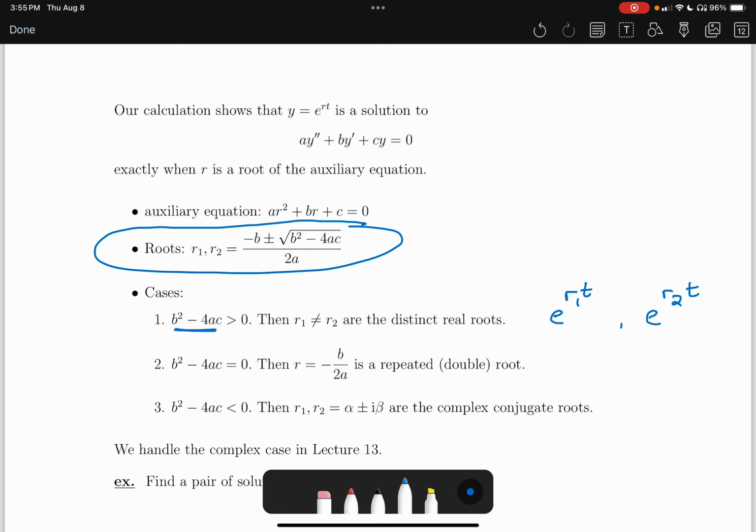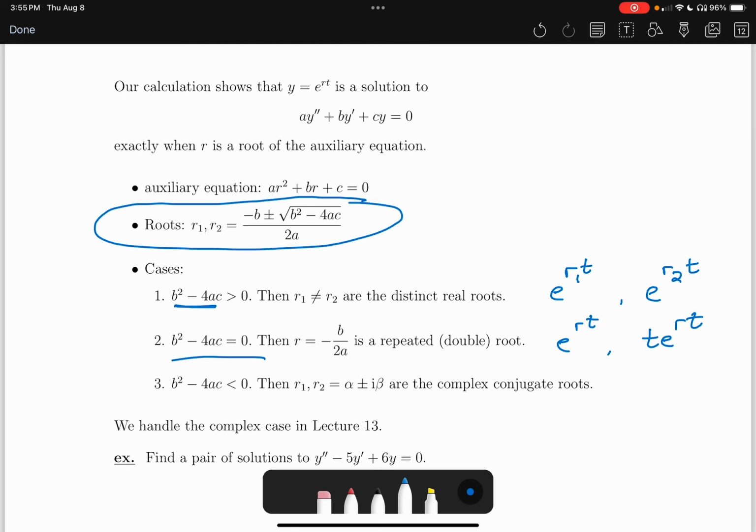If it's actually 0, then we get a repeated root. Now, this becomes a little bit tricky. What ends up happening is these are the solutions. E to the rt, as we expect, and then a linear term t e to the rt to go with it.